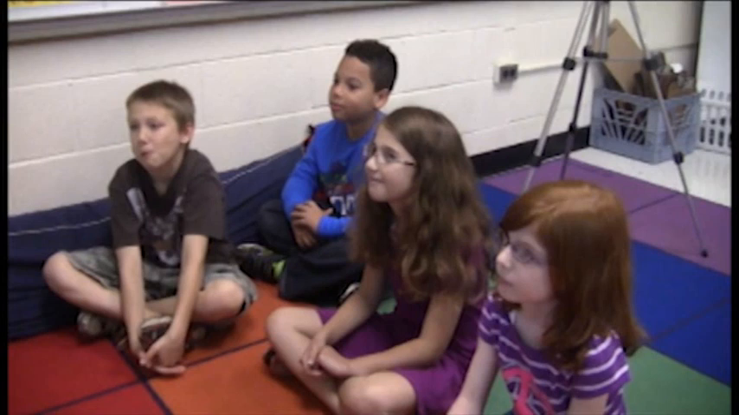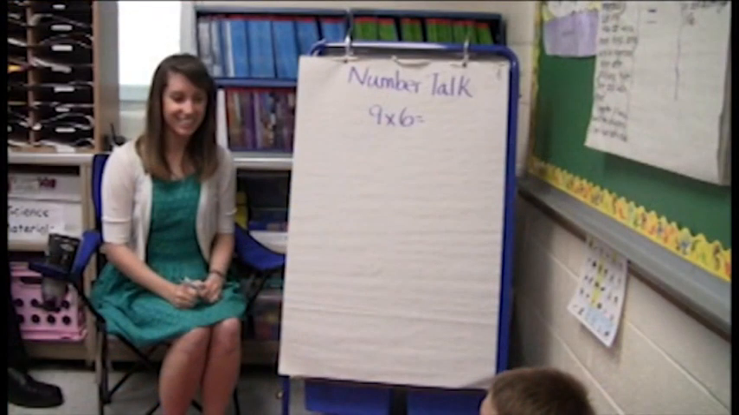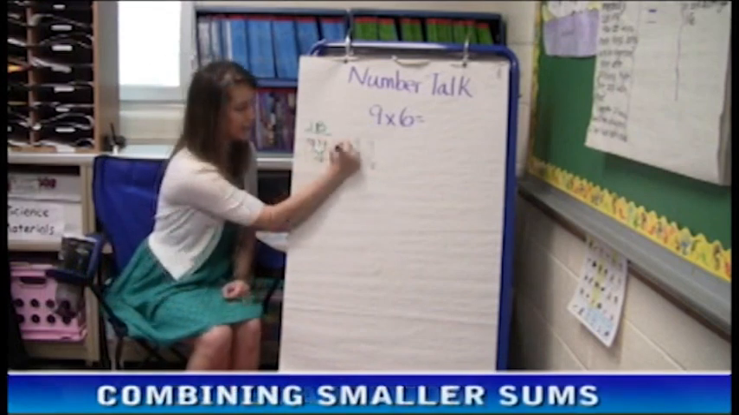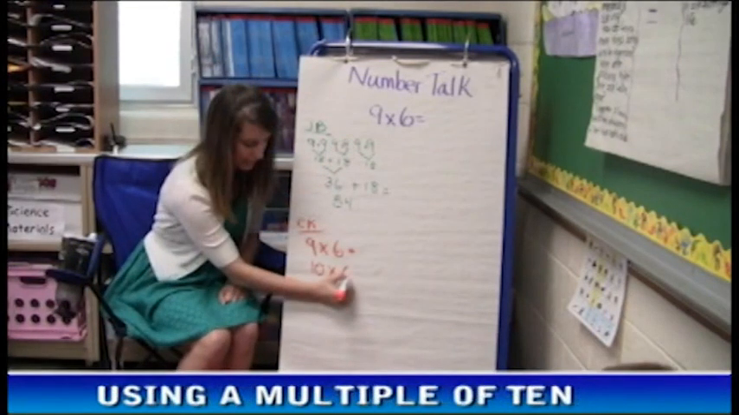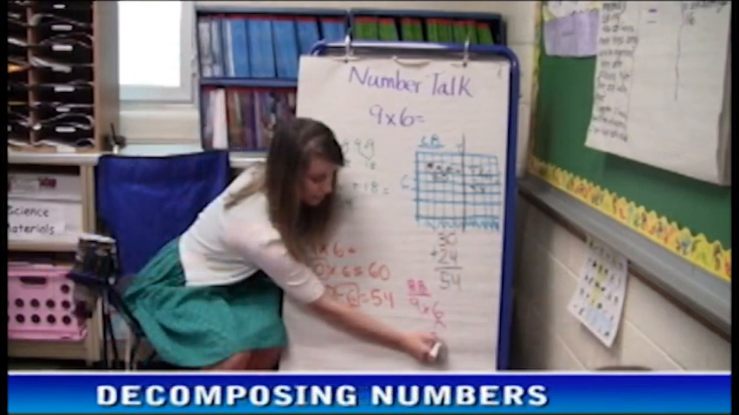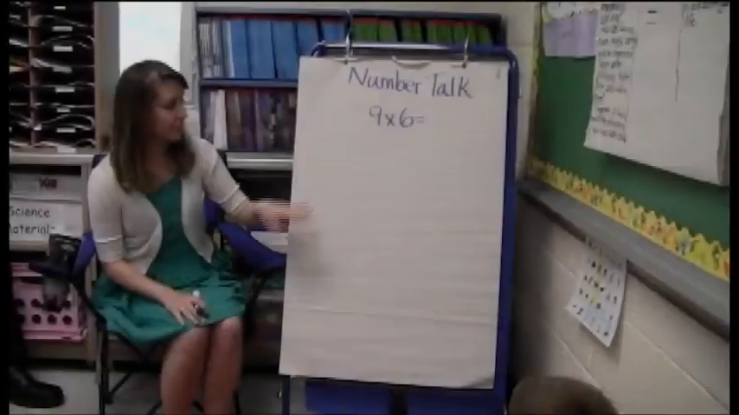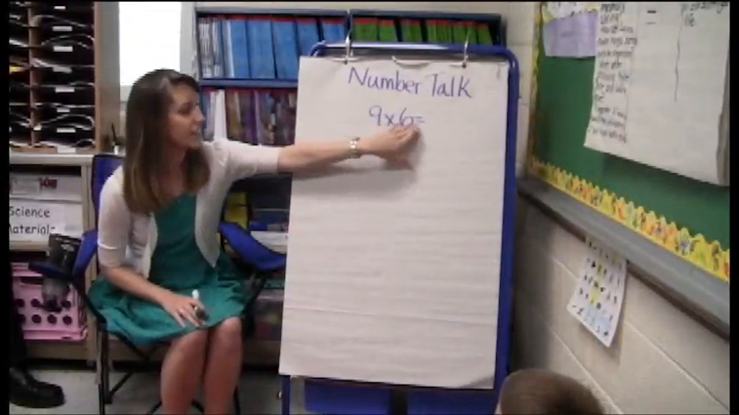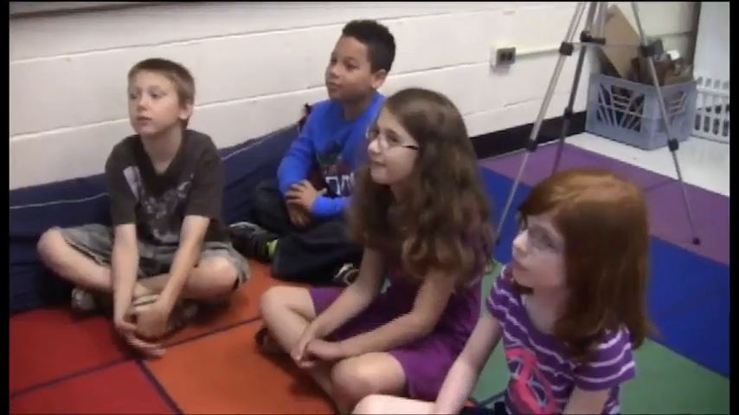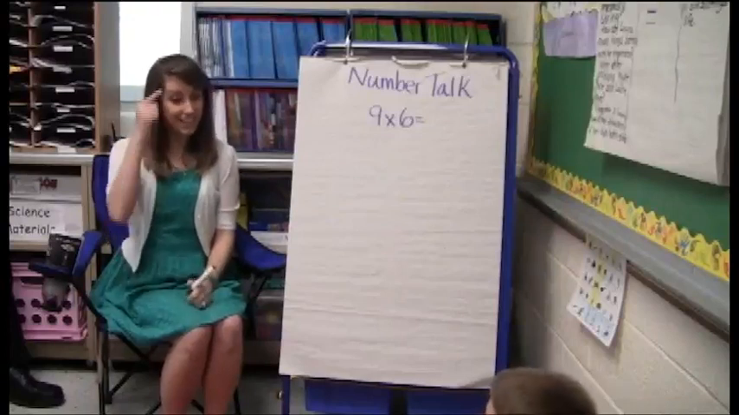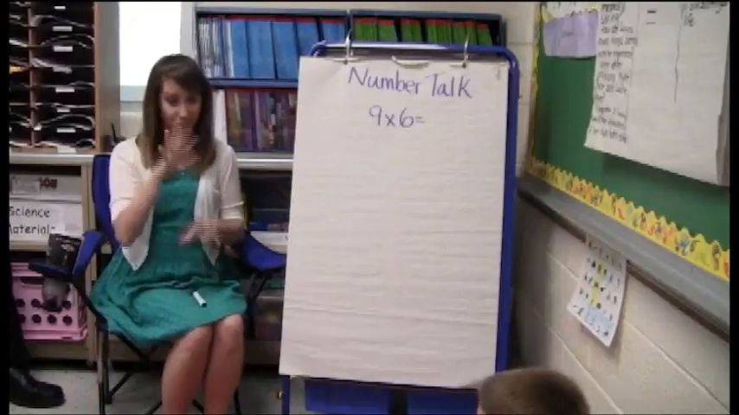The methods you will see the students use here have been modeled by the teacher in previous lessons. These strategies or methods include repeated addition, combining smaller sums, using multiples of 10, using arrays, and decomposing or breaking apart numbers. All right, so let's take a look at this multiplication problem. 9 times 6 equals. So I want you to take a moment and think of a strategy you can use to solve this problem in your brain without your fingers.